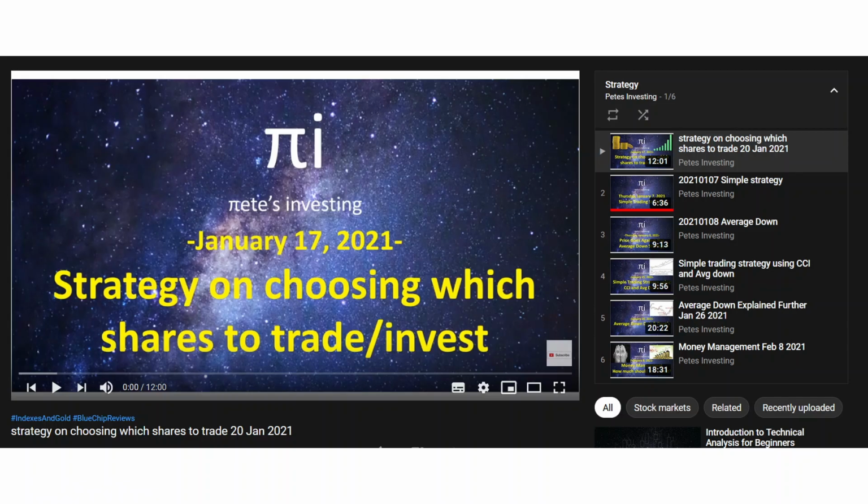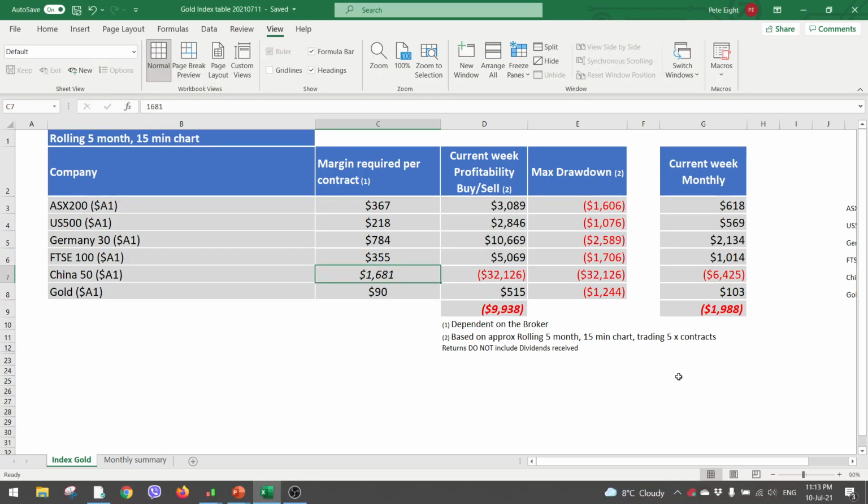So first, let's go into our profit table, which we review each week. I want to first highlight the margins required for each of these trades. Here we're trading the CFDs for these indices: the Aussie 200, the US 500, German DAX, the FTSE, the China market, and gold. We've been doing quite well for all of them with the exception of China, and I'll cover that in more detail. But first, I just want to highlight the margins required for trading one contract.